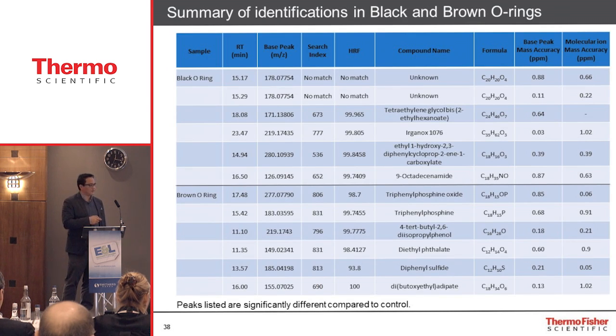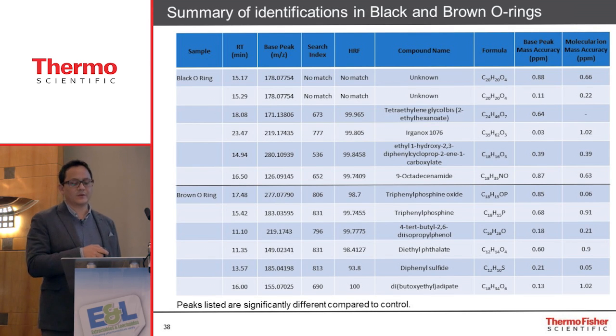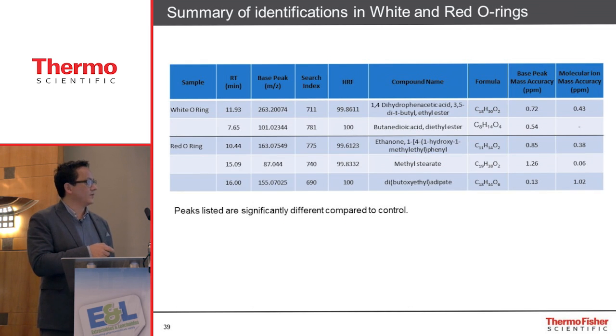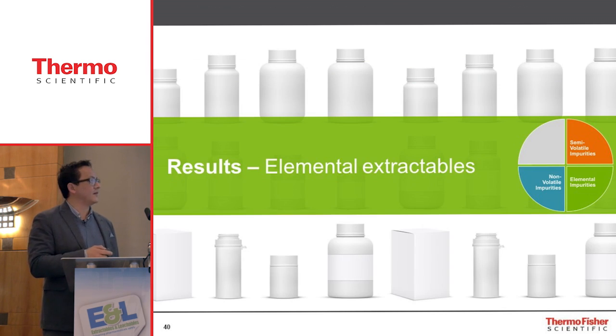So I won't go into all of the peaks that we were able to identify, but there were numerous. We found a lot of stuff in these O-rings that are pharmaceutical grade, and we're going to put out a comprehensive series of reports on this, but fairly easily, with a high degree of confidence, we could rapidly identify a whole range.